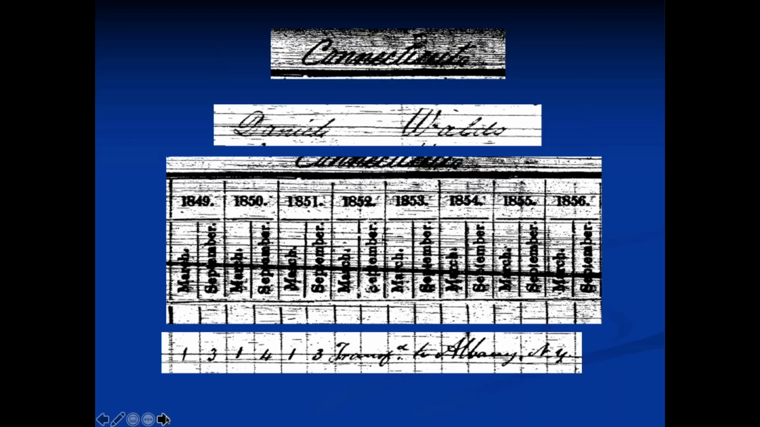Each one of these numbers represents a payment voucher. And then we see that after the third quarter of 1851, he transfers to Albany, New York. So he leaves the Connecticut Pension Agency and he moves to Albany.